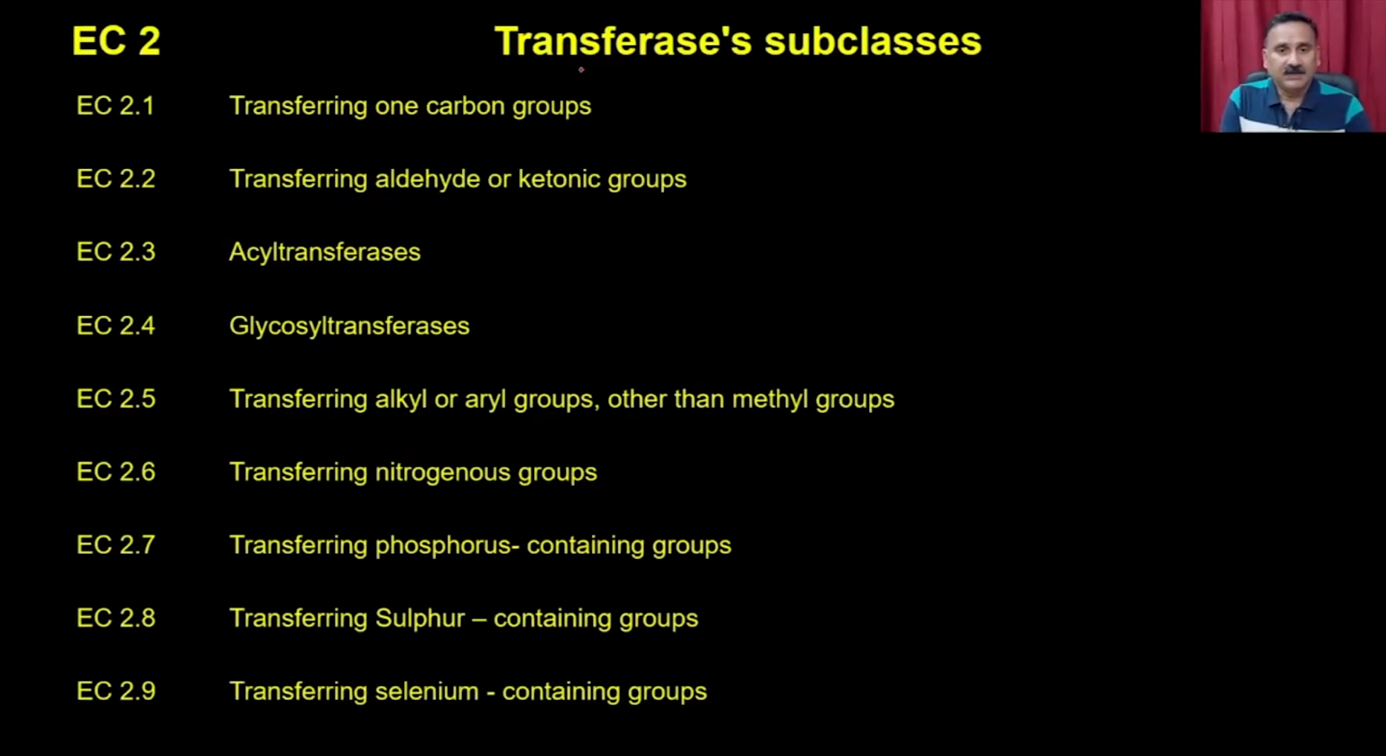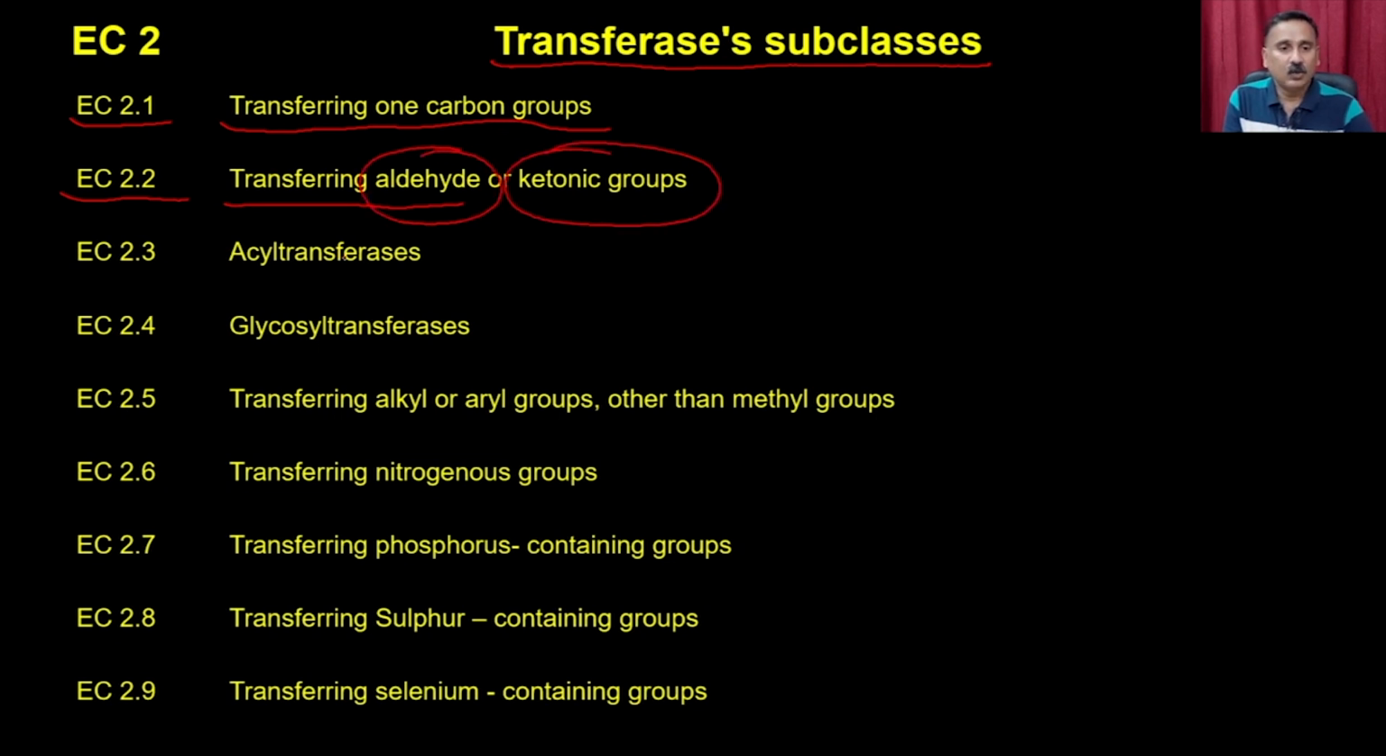Now the transferases are further classified into subclasses. You can have EC2.1, the enzymes which transfer one-carbon groups. Then EC2.2, the enzymes which transfer aldehyde or ketonic groups. Then EC2.3, the acyl transferases. Then EC2.4, the glycosyl transferases, which means they transfer glucose molecules. This one transfers the acyl group.